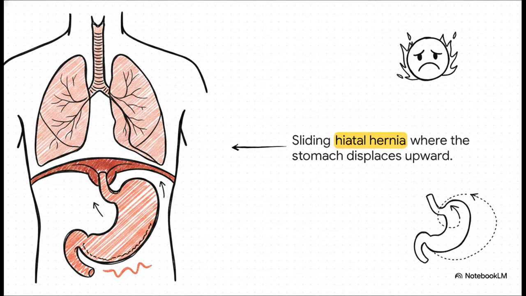What we're looking at here is an acquired sliding hiatal hernia. Remember that T10 opening for the esophagus I just mentioned? Well, sometimes that gap gets a little too wide, or the connective tissue around it gets weak. And when that happens, the upper part of the stomach literally slides right up through the diaphragm and herniates into the chest cavity. No surprise, this totally messes up the sphincter mechanism and leads to absolutely brutal acid reflux.